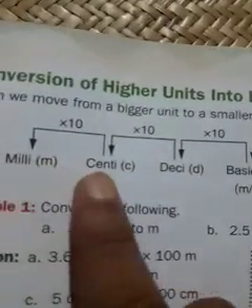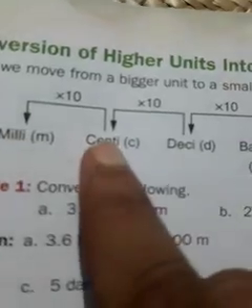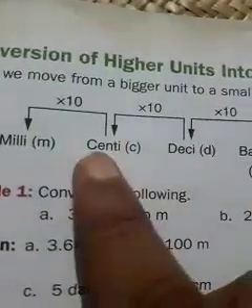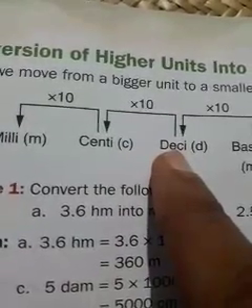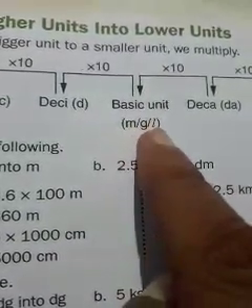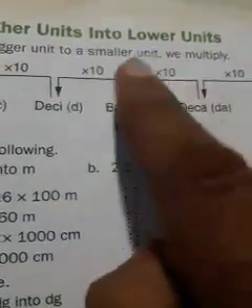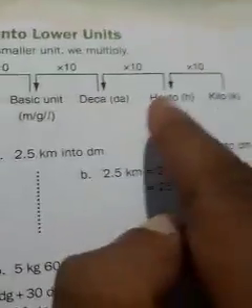Look here, also it is written when you have to convert, centi to milli, you have to multiply. Deci to centi, multiply. Why multiply? Because deci is bigger and centi is smaller. The basic units are meter, gram and liter. So here also when you have to convert deca into meter, then you have to multiply.